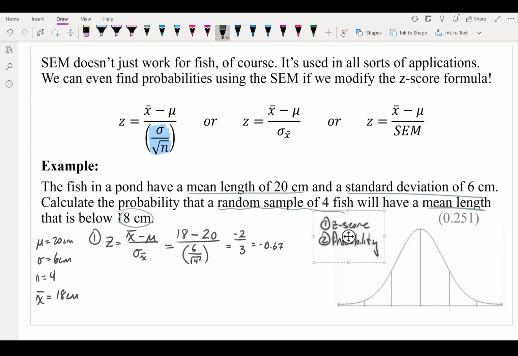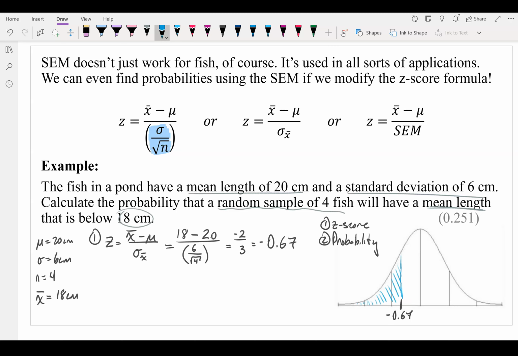Let me scoot this over here. Let me make it bigger. Negative 0.67. So our z-score for the mean length is going to be negative 0.67, which is about right here. So what is the probability that a random sample of 4 fish will have a mean length coming from the sample that will live below this point?